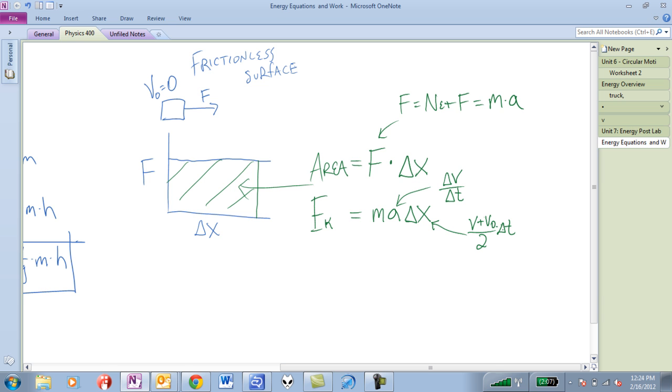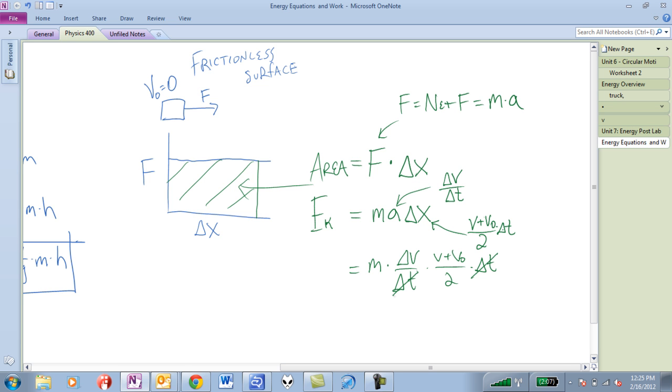Sad. Delta t cancels. So you see this and you start writing this out. You start realizing you have m times this delta v over delta t, and then we write in the v plus v naught over 2 times delta t. You realize, oh yes, t. See you later. So T is no longer an issue with energy, which is kind of cool to see.